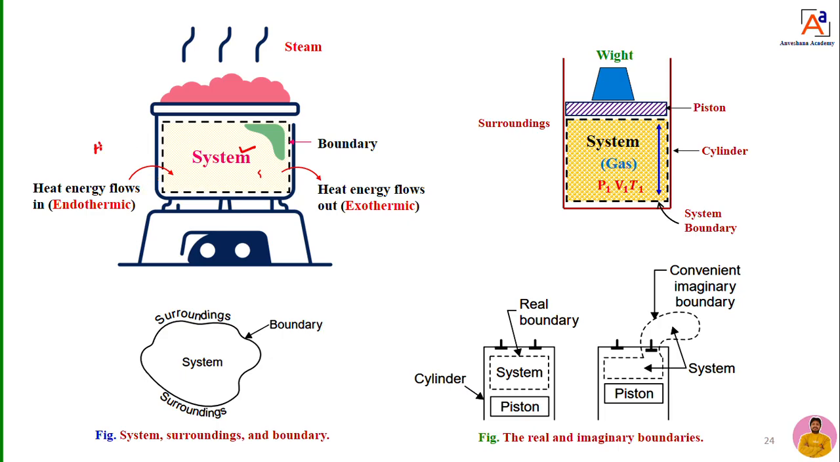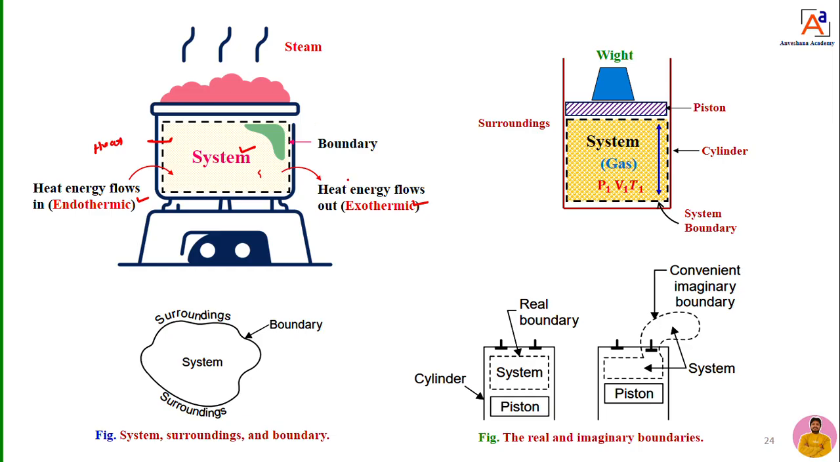Energy, that we can call heat energy. Heat energy may enter into the system or it may come out of the system. If it enters into the system, that process we call an endothermic process, where heat energy flows into the system. If the heat is coming out of the system and moving into the surrounding, it is known as an exothermic process. In simple terms, if heat enters the system it is endothermic, if it exits from the system it is an exothermic process.